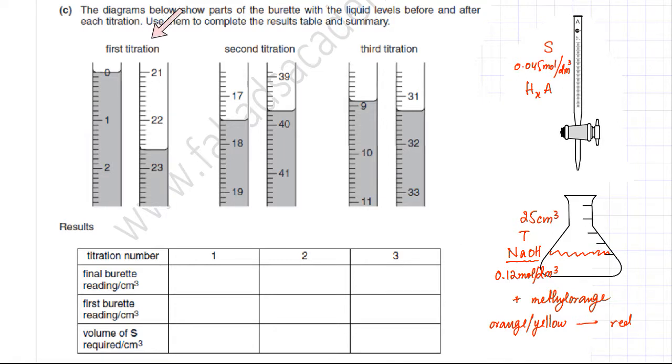So he's done 3 titrations, first, second and third titration. 3 separate experiments are done to get more accurate results, because averaging different experiments would improve accuracy. So in the first titration, he's given the picture of the burette. This is the initial burette reading, and this is your final burette reading. Initially the burette was filled to the 0 cm cube mark, and after the titration the level had dropped to 22.6 cm cube, which meant that if you take the difference, that's the amount of acid that was actually added into the flask.